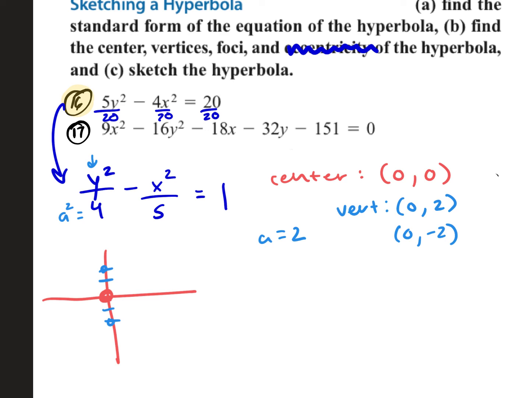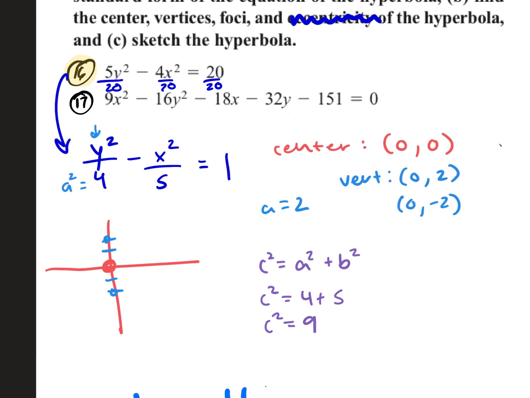Then foci is my c. So how do I find c here? C squared equals a squared plus b squared. C squared equals 4 plus 5. So c squared is equal to 9. So c is 3. So 3 is the distance from the center to the foci. How did I know that I go up and down for the foci? Because they're on that transverse axis. Perfect. So my foci would be 0, 3 and 0, negative 3.